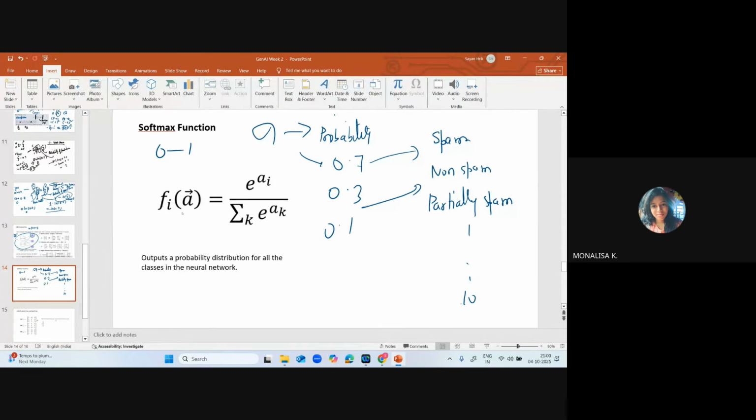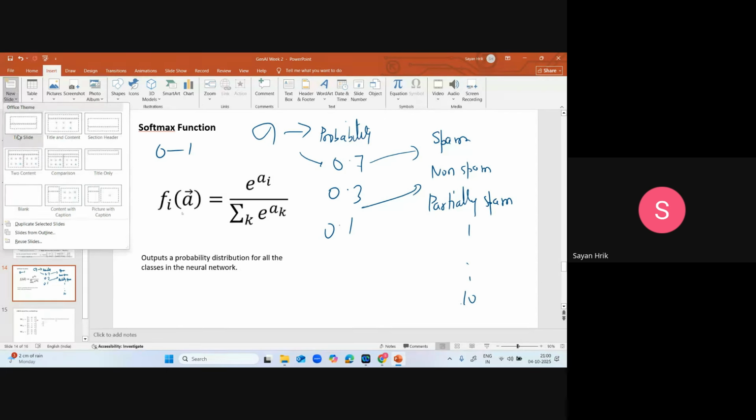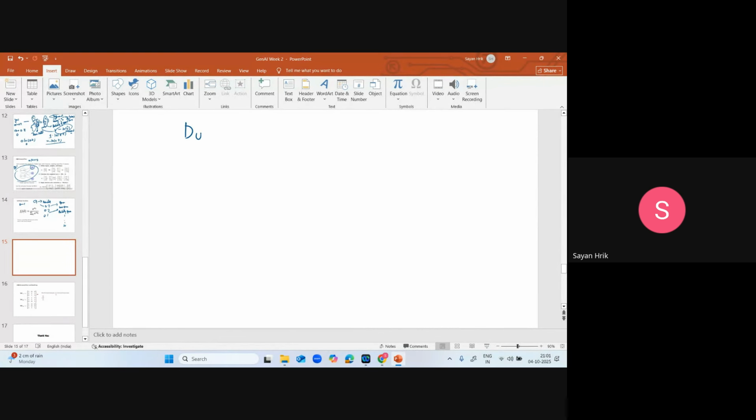Difficult, right? It will be difficult. Yes, very difficult. But basically, if I tell you there is a function, I'll take a new one. There is a function. Suppose you have four classes: dog, cat, owl, and mouse.